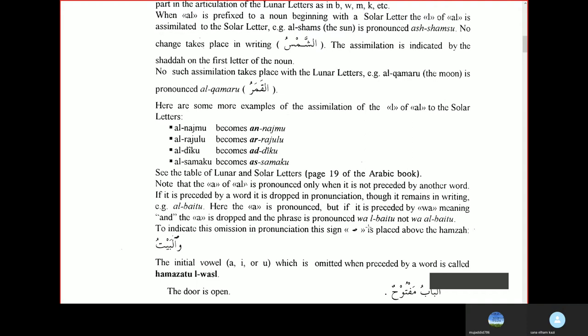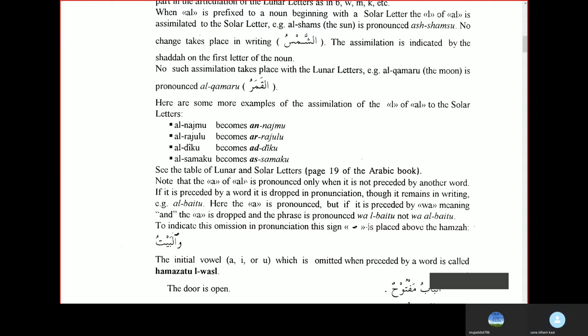Note that the alif of al is pronounced only when it is not preceded by a word. If it is preceded by a word, it is dropped in pronunciation, though it remains in writing. Example, al-baytu. Here, the fatha is pronounced, but when it is preceded by wa, meaning "and", the fatha is dropped and the phrase is pronounced wal-baytu, not wa-albaytu. To indicate this omission in pronunciation, a sign is placed above the hamza. So, wal-baytu. The initial vowel, a, i, or u, which is omitted when preceded by a word, is called Hamzatul Wasl.